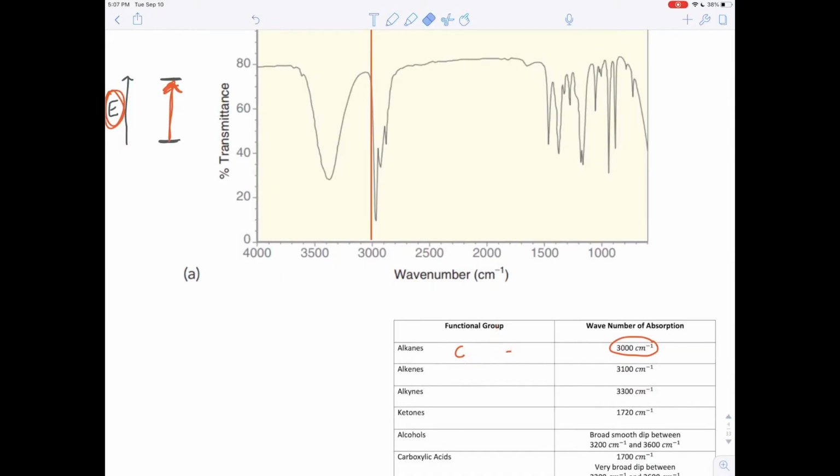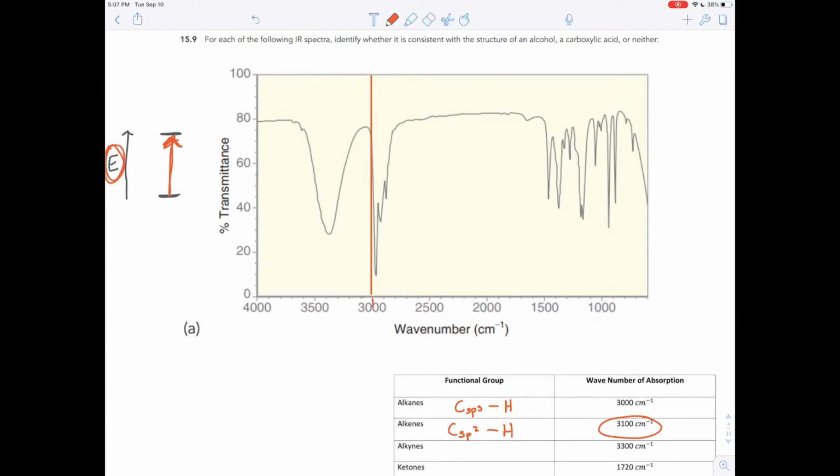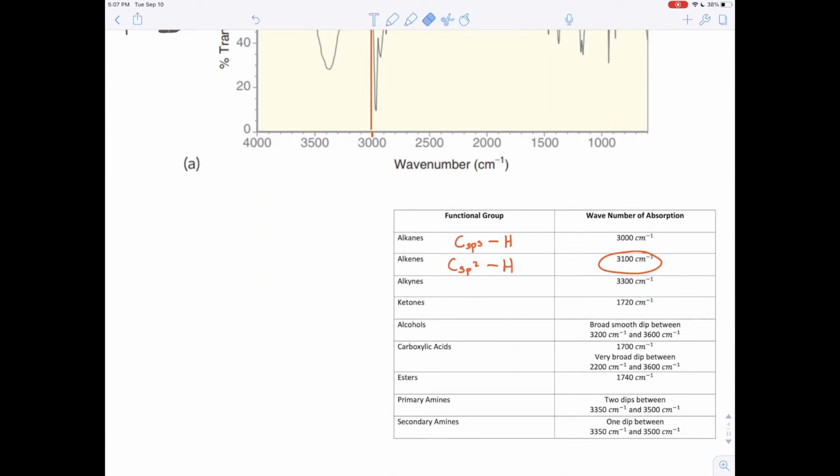Okay, so that's for alkanes. For alkenes, if you have an sp2 hybridized carbon that could bond to a hydrogen, so an sp2 hybridized carbon is one that's involved in just one pi bond, usually in a double bond, that will absorb at 3,100. Now notice each of these little lines at the bottom is 100. So if this is 3,000, this is 3,100 right here. An alkene, if it had a hydrogen to it, would absorb at 3,100. And so likewise, you can do that going down.